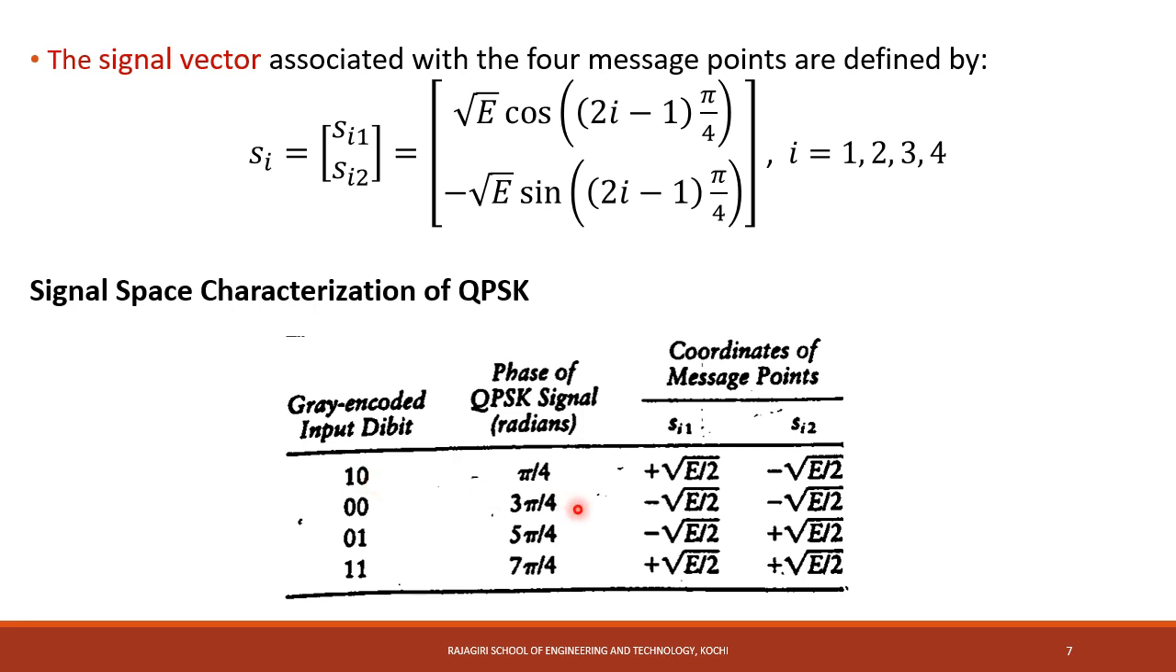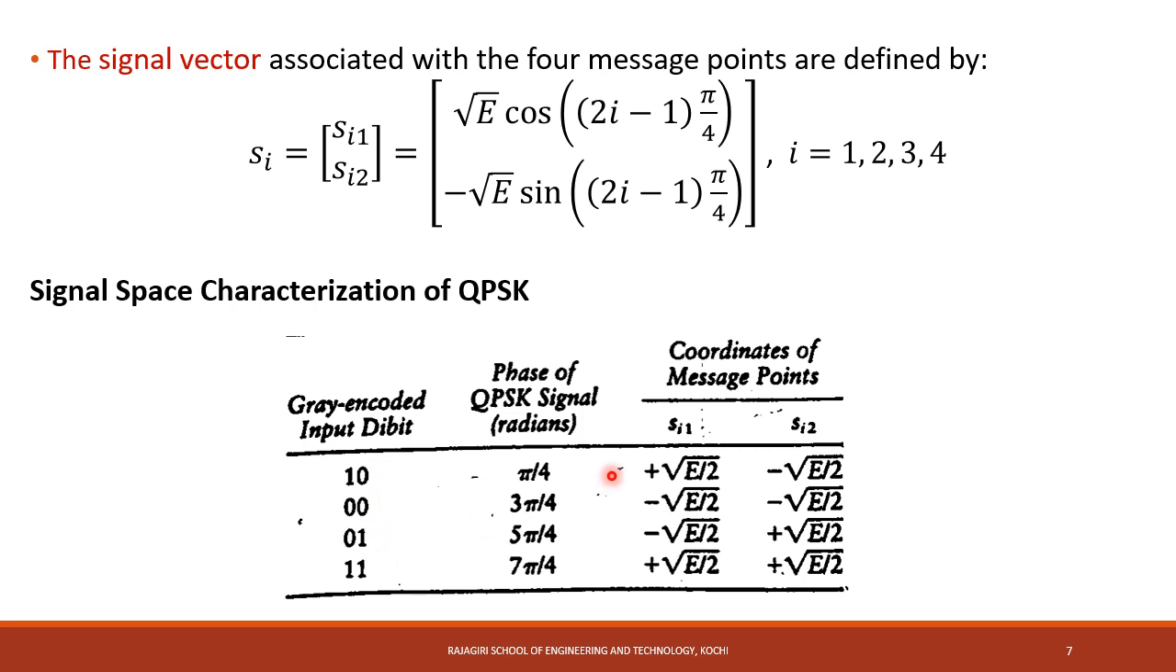Similarly, if I want to find the coordinates of the message point corresponding to the second symbol, I have to substitute i equal to 2. So when I substitute i equal to 2, you will get the coordinates of the message point corresponding to the second symbol as root E cos of (2 into 2 minus 1), that is cos 3 pi by 4, and this would be minus root E sin of 3 pi by 4. So you will get it as minus root E by 2 and minus root E by 2. Like this you have to calculate the coordinates of the message point for the four symbols.